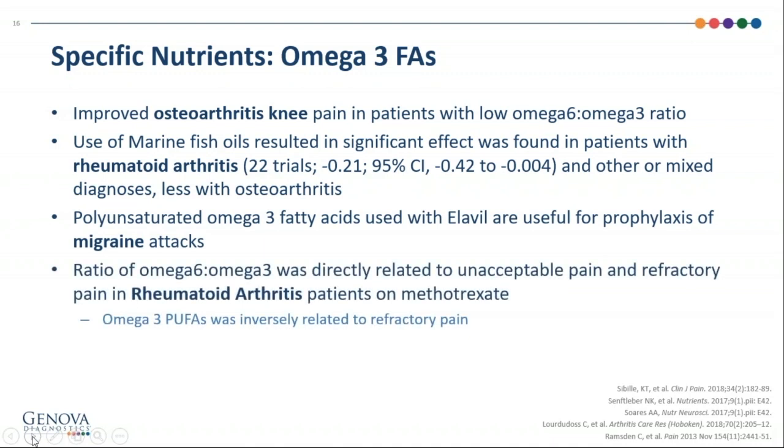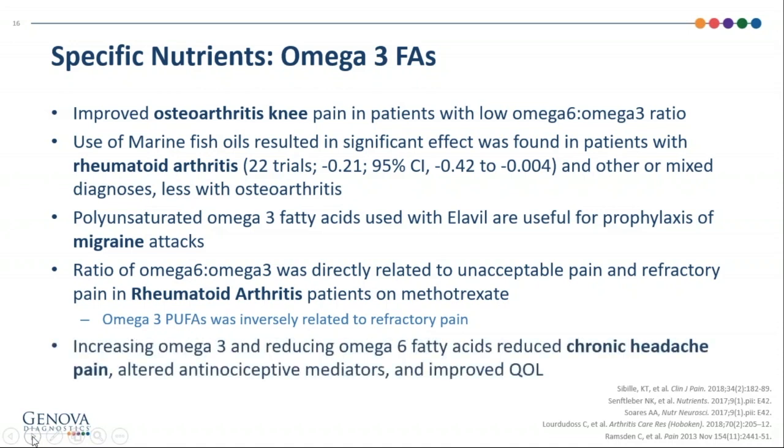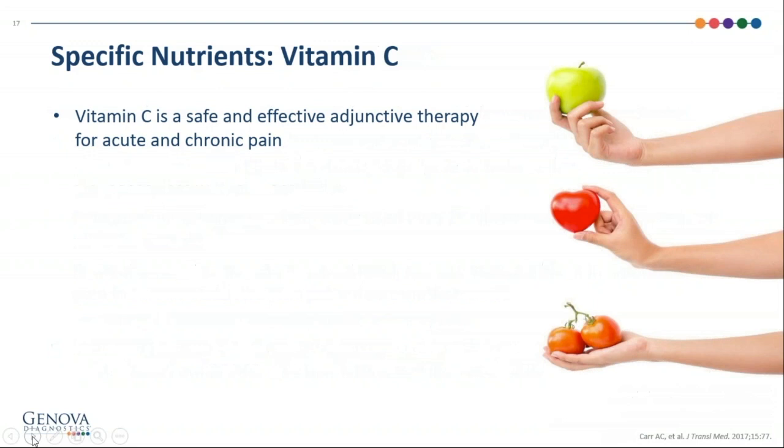And this is the study I was telling you about before, when they actually did surveys looking at patients that had sort of a non-favorable omega-6 to omega-3 ratio. They found that that was directly related to unacceptable pain relief and refractory pain. And these were a group of patients on methotrexate. So when you're doing a NutrEval, you will get a very explicit and detailed report of not just omega-6s and omega-3s, but also omega-9s. So increasing the omega-3 level and reducing the omega-6s actually reduced chronic headaches and also improved quality of life. What about vitamin C?